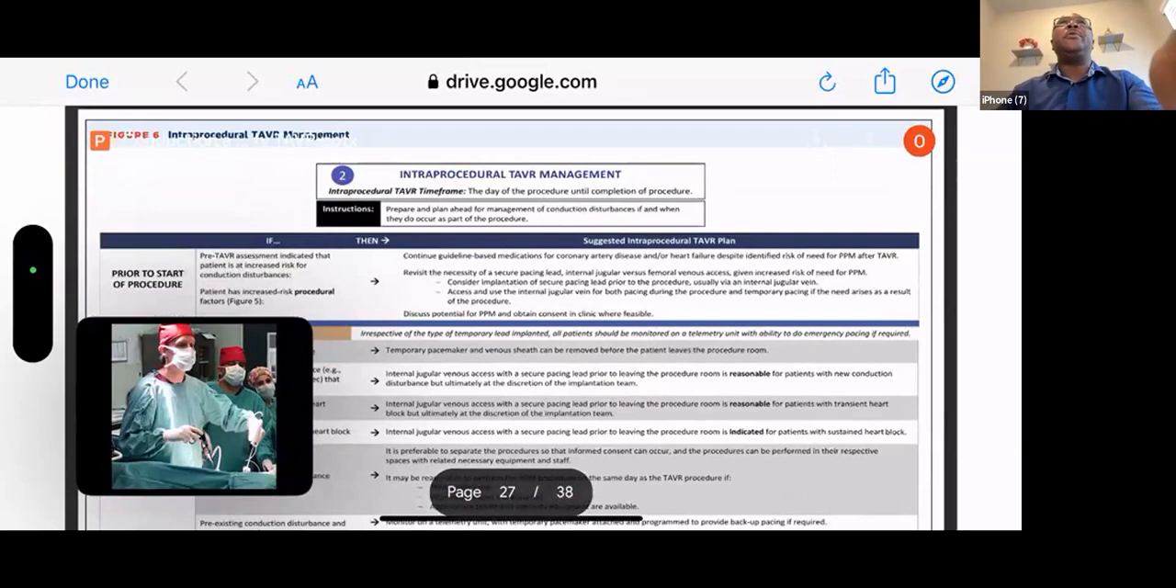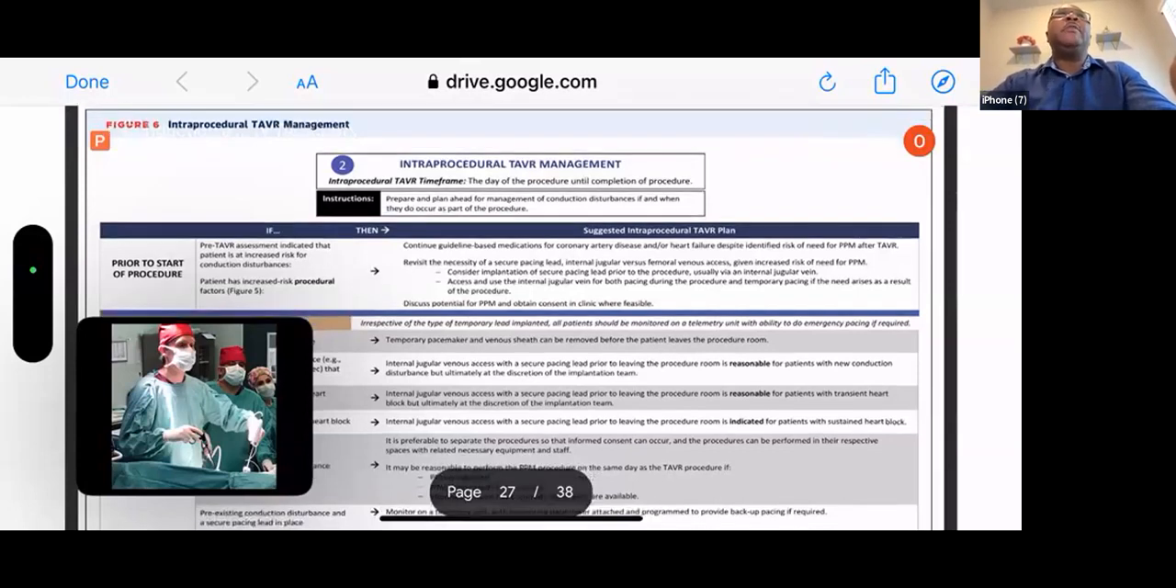Then intra-procedural, like I said, continue the guideline-directed medical therapy if they need it for any reason, either for ischemic heart disease or left ventricular dysfunction. And then in all our patients these days, we put a temporary transvenous pacemaker. Also, you need to discuss potential permanent pacemaker placement and obtain a consent before the procedure, because the patient is going to be sedated. Then if there's no new conduction disturbances, the temporary pacemaker, like I said, can be removed prior to the patient leaving the room.